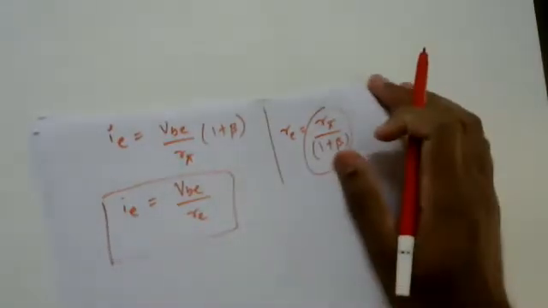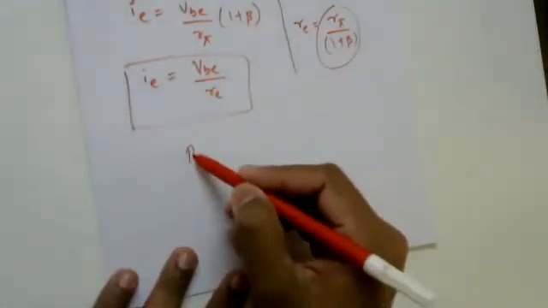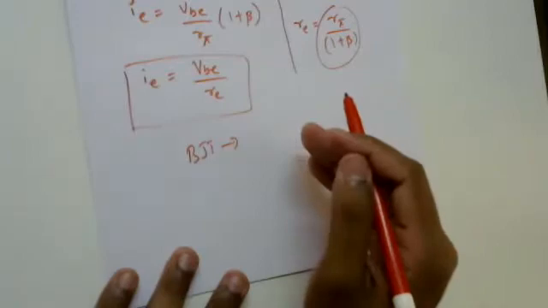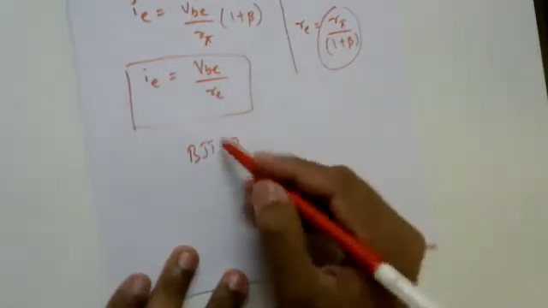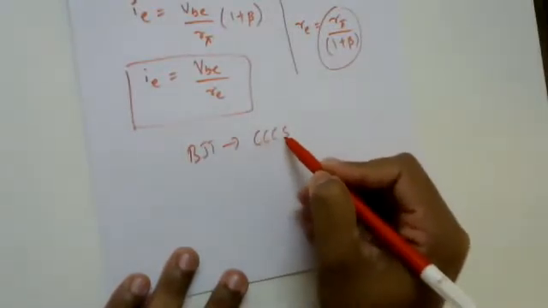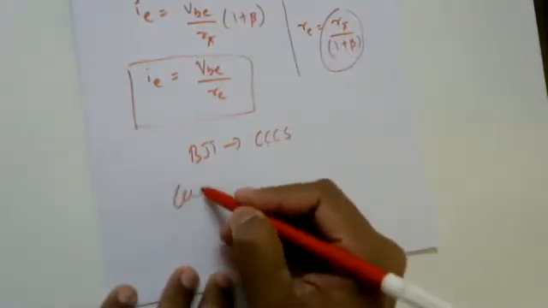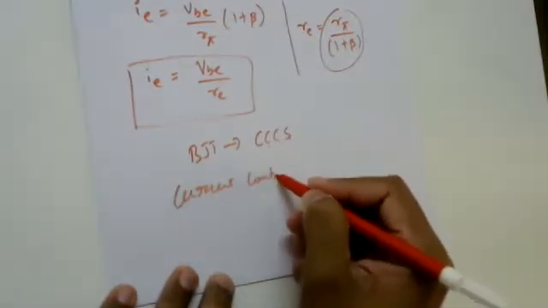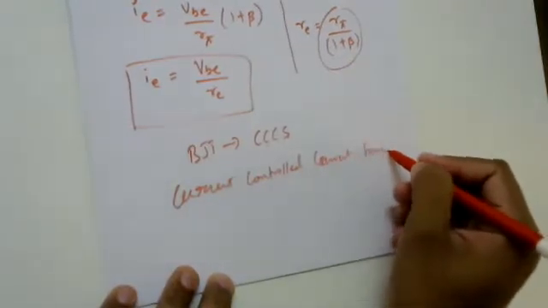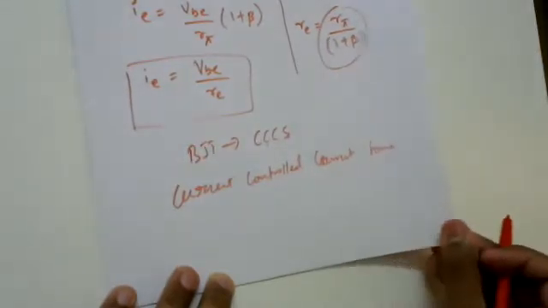So in this section of our interaction, we will try to address another form of our hybrid pi model, wherein we can see our BJT transistor work like a current controlled current source. So we have to see our BJT as CCCS, that is current controlled current source.